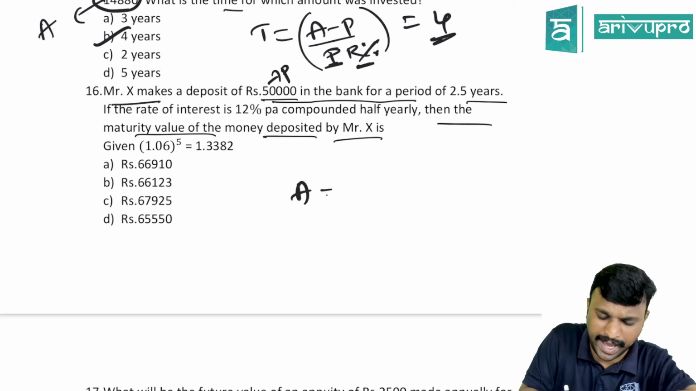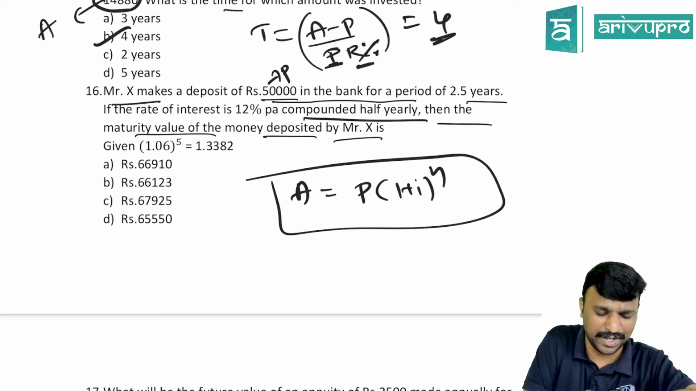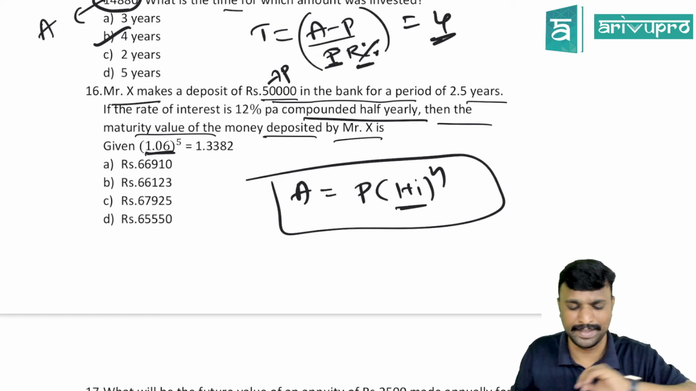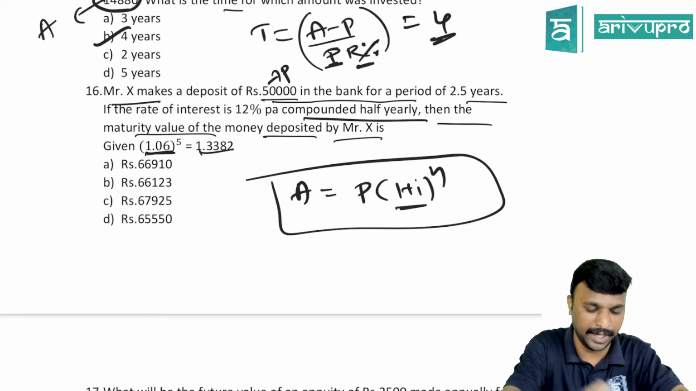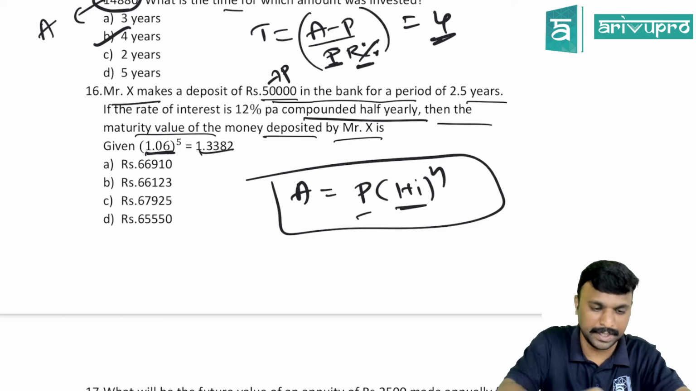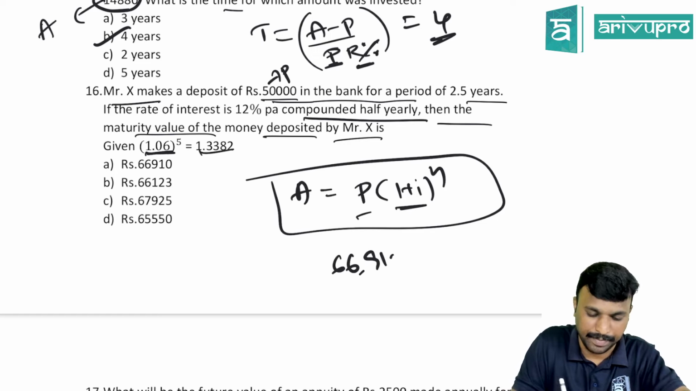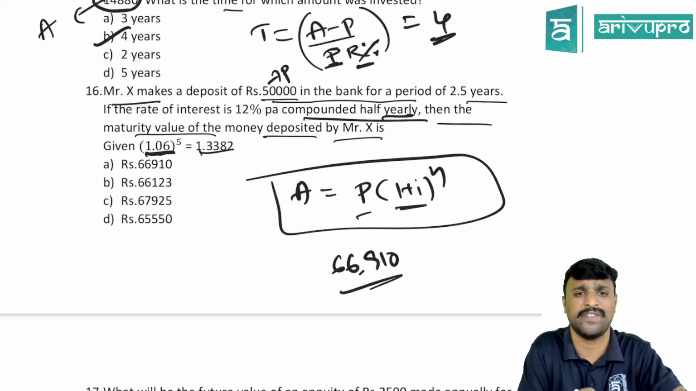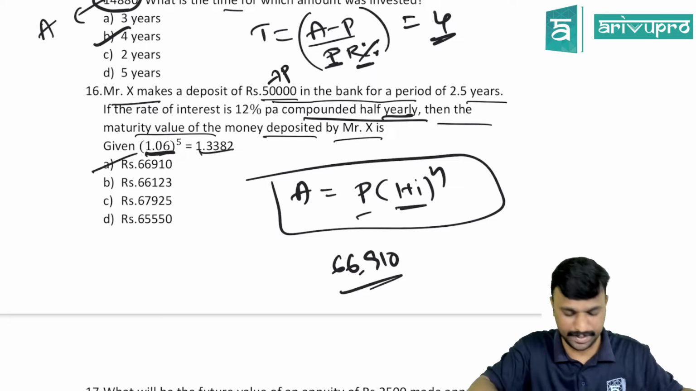And we need to compute what? A. P into (1 plus i whole power n) is what we need to use, because it is as per CI. Guys, you need not do any conversion because they have already done the conversion for 1 plus i whole power n. So you just have to plug in that value. 1.3382 is 1 plus i whole power n, and then multiply that with the principal. Principal is 50,000 and the result is 66,910. They have said half-yearly, but you need not do any conversion. They have done the conversion and given the value, and therefore the answer is 66,910. Option A is the right answer.